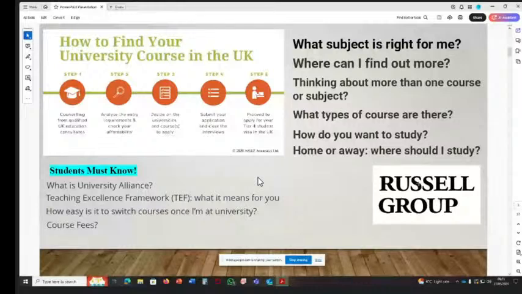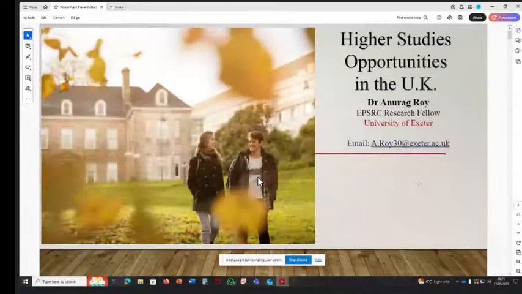Most importantly, the course fee. What is the course fee? I will give you a quick example of how expensive it is to pursue your course in any UK university.